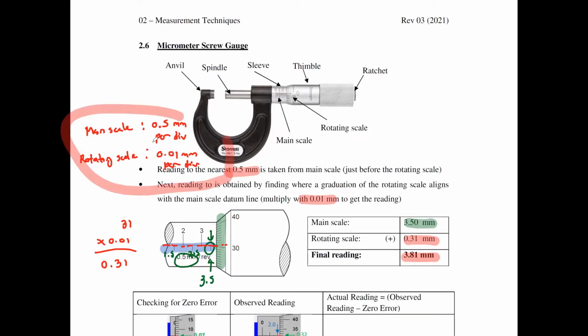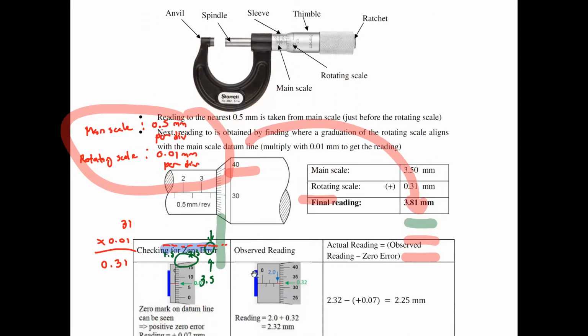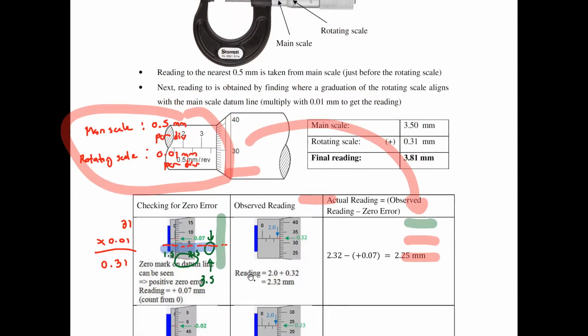Right, this is why I have it like this here. Okay, this is generally how you read from your micrometer screw gauge. Now, there are also some cases where you will be required to interpret zero error, and then you'll be asked to correct for the zero error.